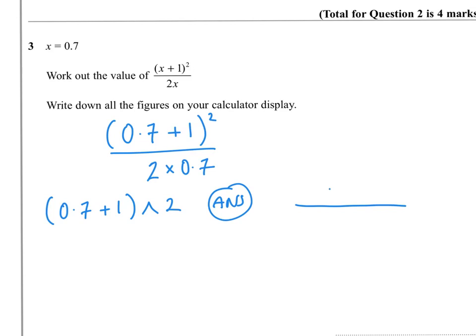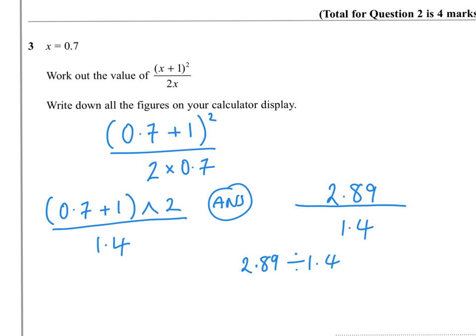So that would give you 2.89, and then you can do the denominator part, which is 1.4, and then you can type that back into the calculator, 2.89 divided by 1.4, and then write down all the figures on your calculator display. And my online calculator says 2.064285714. So that's one way of doing it.